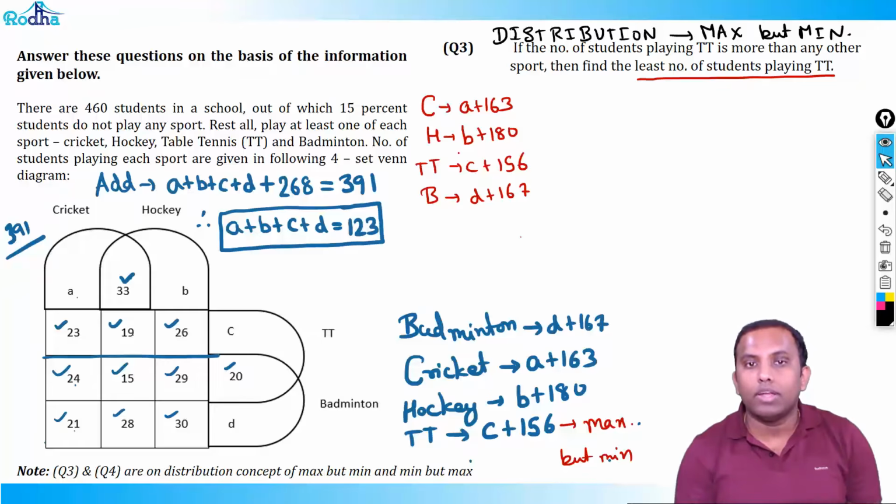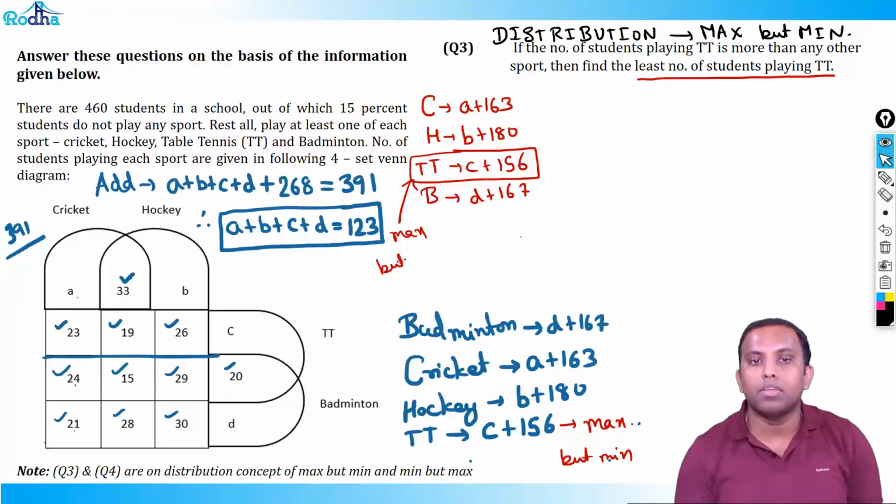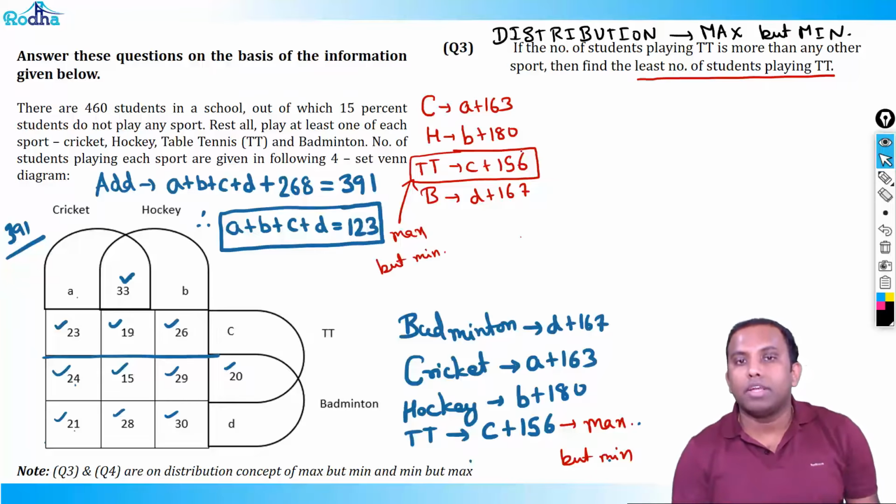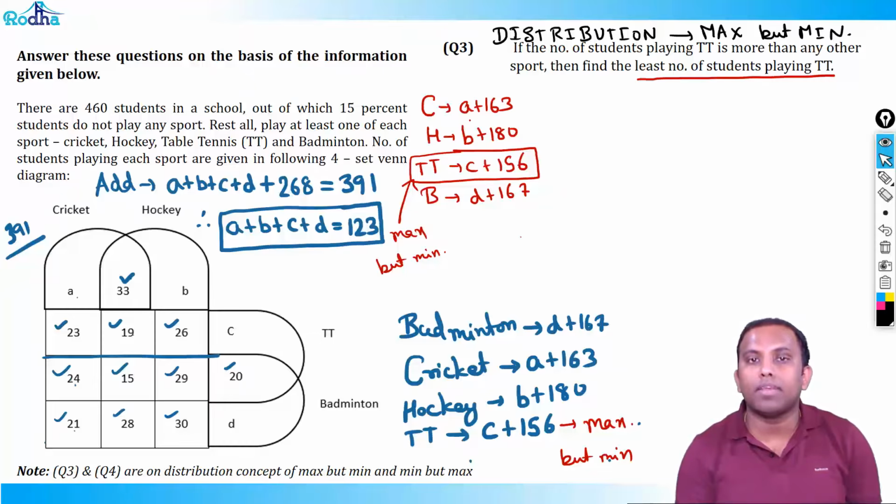Now, you know that TT has to be in that funda of maximum but minimum. That means I should distribute such that TT should get maximum but minimum number. So how to distribute now? So we have the variables like A plus B plus C plus D here, right?